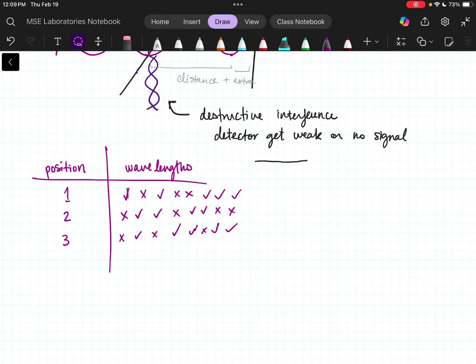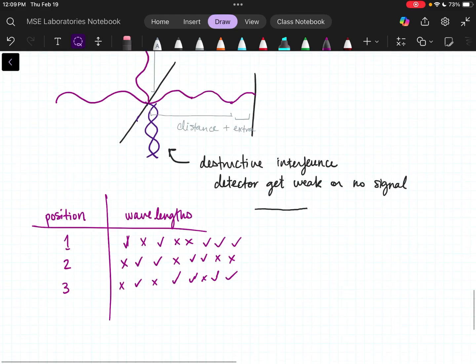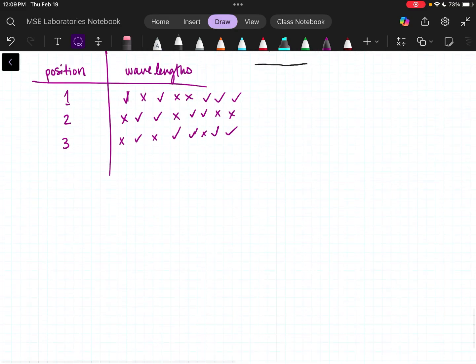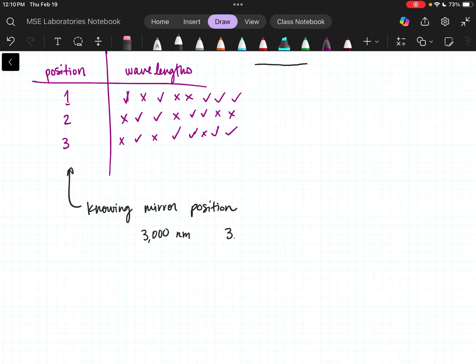I think the interferometer is a really cool bit of technology that is fairly simple as far as the math of it goes, where we've got the wavelength and we've got the distance between mirrors. The biggest trick in an interferometer is knowing the exact position of this mirror.